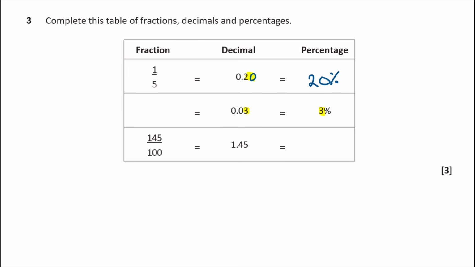What's that as a fraction? Well, that means it's 3/100ths, doesn't it? 3 out of 100. And then finally, 145 over 100 is 1.45. That is 145%. Okay. So again, the bit after the decimal place is the tens and units of your percentage, but we've also got this whole number part here, which means you've got 145%.